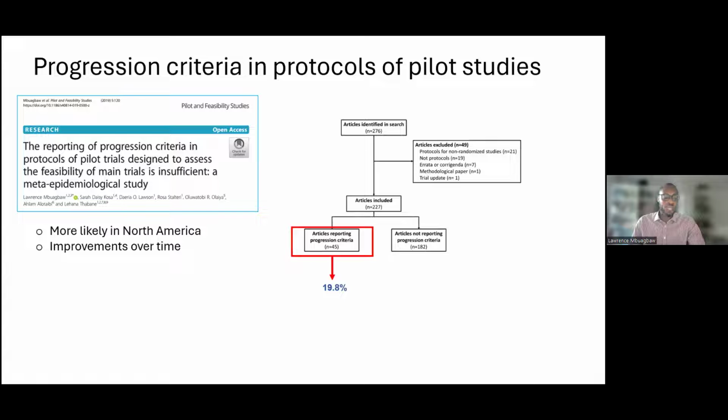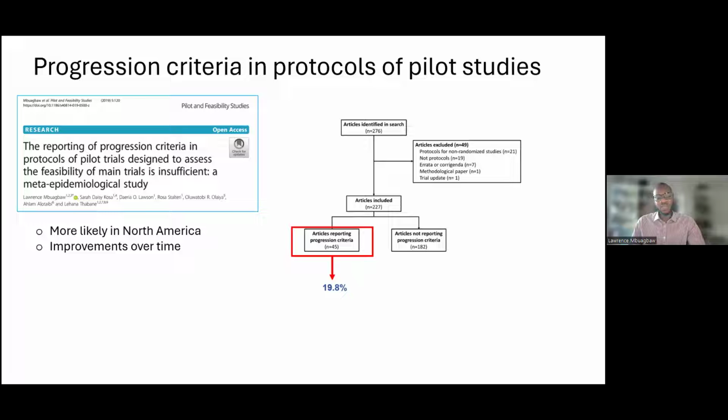We found that studies in North America were more likely to use progression criteria. However, there were improvements over time, suggesting that people are using progression criteria more and more, which means the evidence base and investigators' knowledge is improving.